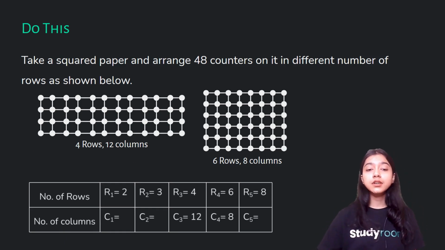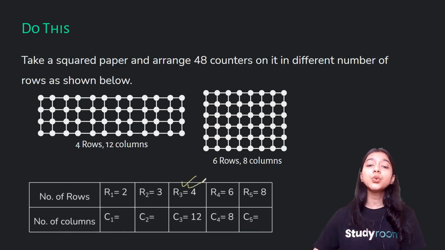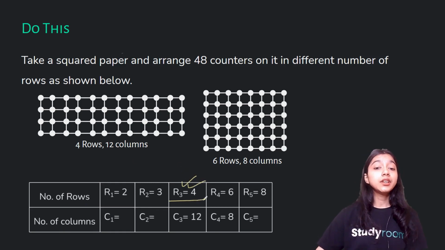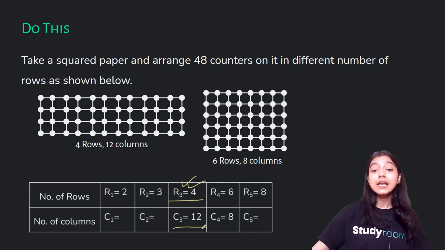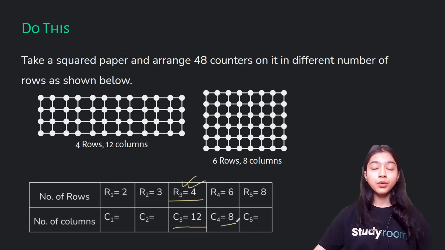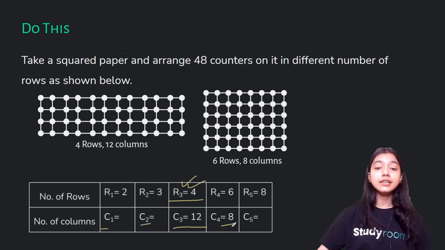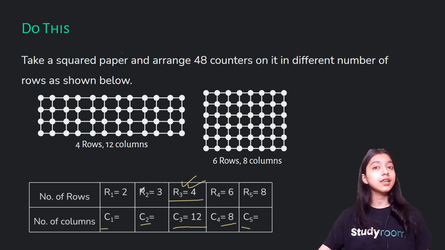Now the question over here is, we have been given the number of rows and number of columns, and we have been provided with 2 data points. First, when the number of rows is 4, the number of columns is 12, and when the number of rows is 6, the number of columns gets decreased from 12 to 8. So this was the data that has been provided to us. Using this data, we have to calculate the values of C1, C2 and C5, that is the number of columns in these 3 cases.